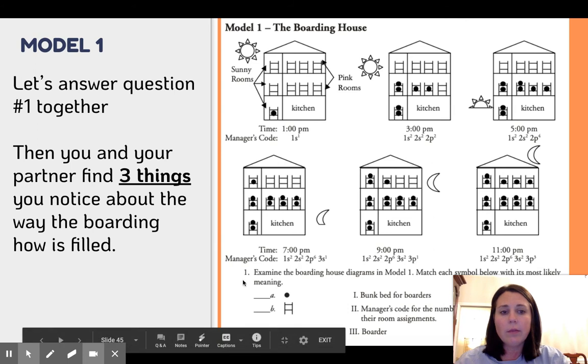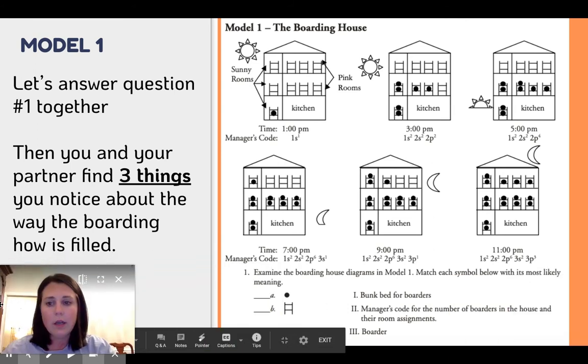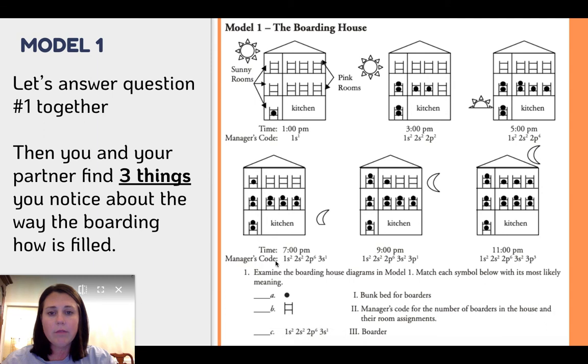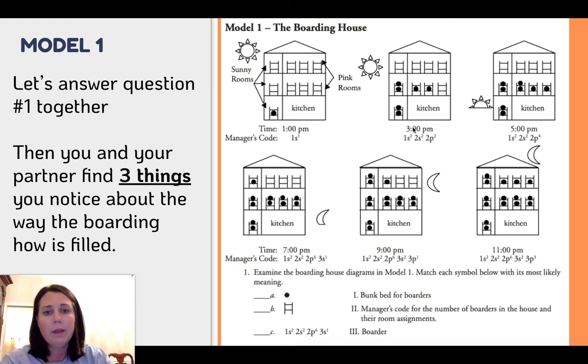So the first thing we want to do, let me move myself over to the side again, is just look at this picture right here. We have this little model of a boarding house. You can see that as the day goes on, so 1 p.m., 3 o'clock, 5 o'clock, 7 o'clock to 11 o'clock, we start to get a lot more boarders. So there are a lot more people needing to stay in the boarding house as time goes on.